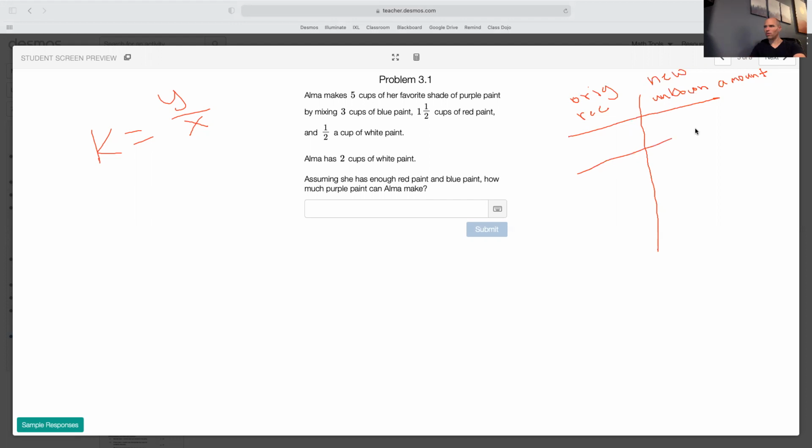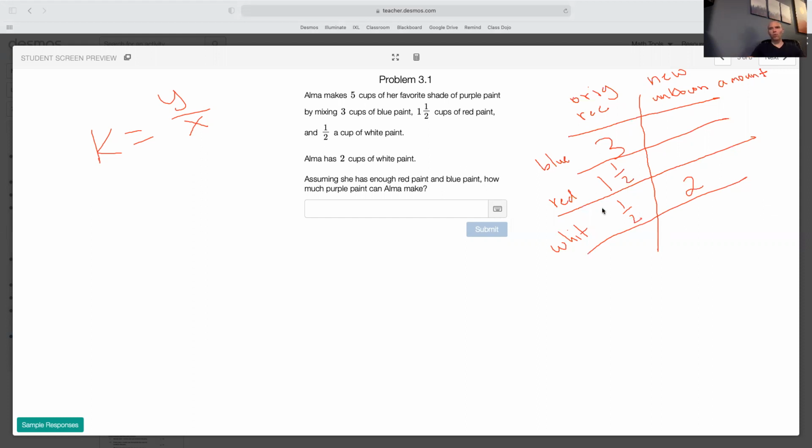Okay, so for, let's see here. For blue, you use 3. For red, you use 1.5. I could have written 1.5, but whatever. And then for white, you use 0.5. And then the only thing we know about the new unknown recipe, or the amount that she's trying to make, whatever you want to call it, is that she has 2 cups of white.